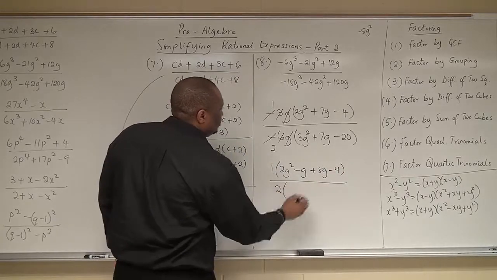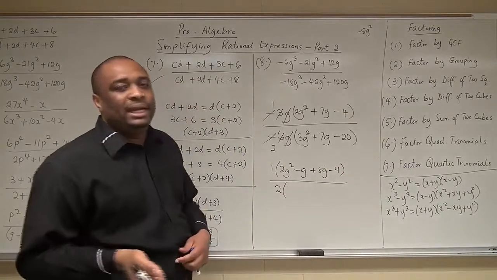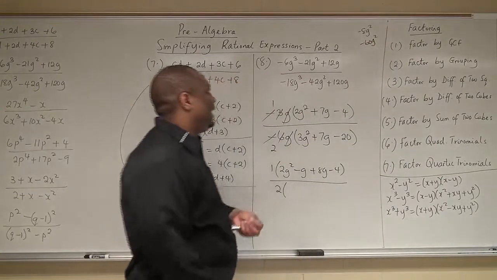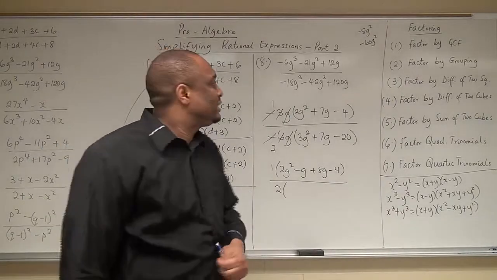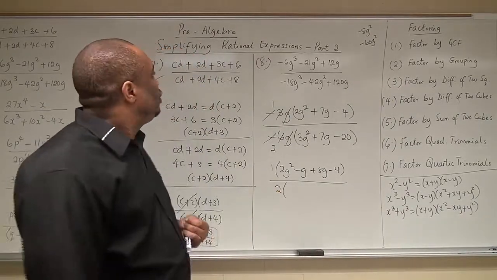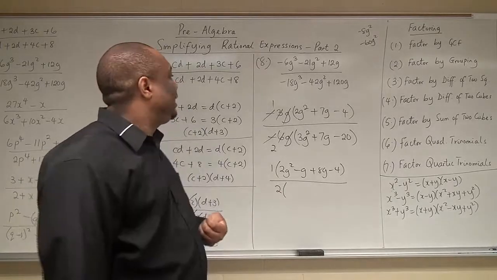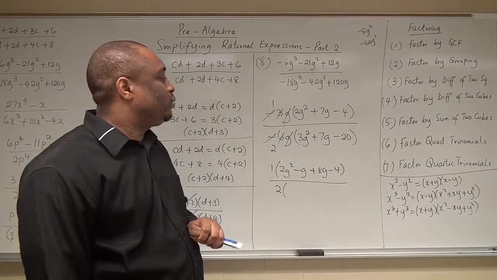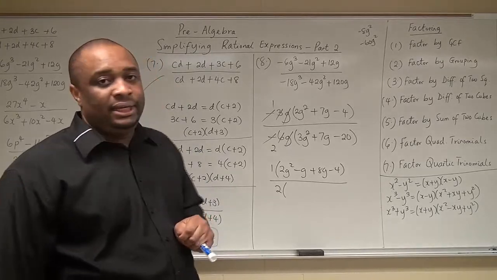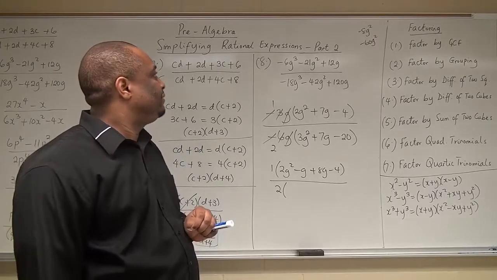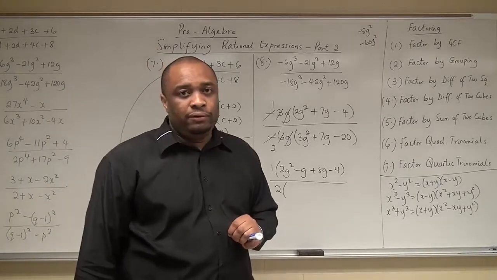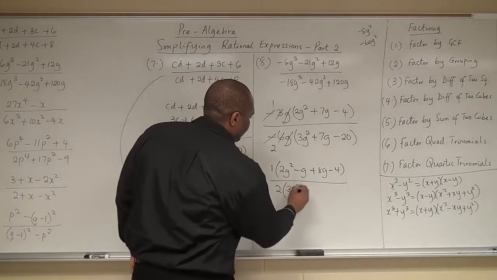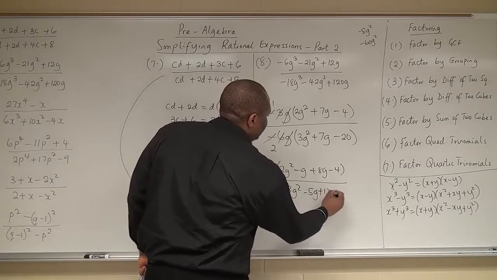All over 2, 3g squared times negative 20 is negative 60g squared. 1 and negative 60, no. Negative 1 and 60, no. 2 and negative 30, no. Negative 2 and 30, no. 3 and negative 20, no. Negative 3 and 20, no. 4 and negative 15, no. Negative 4 and 15, no. 5 and negative 12, no. Negative 5 and 12, yes. So this is 3g squared minus 5g plus 12g minus 20.